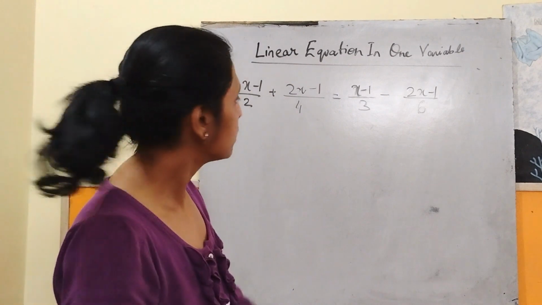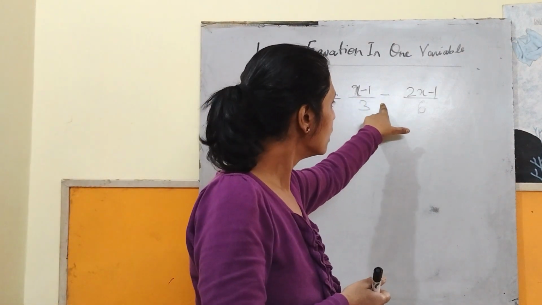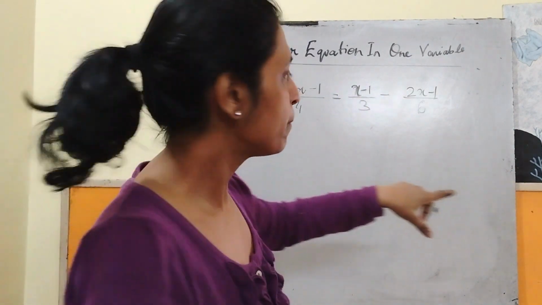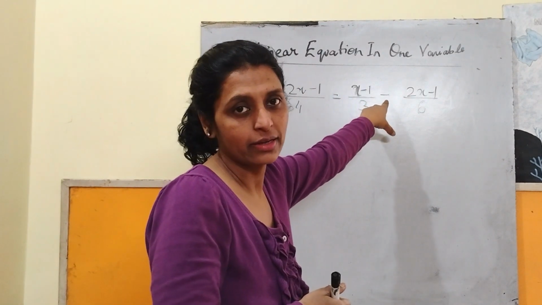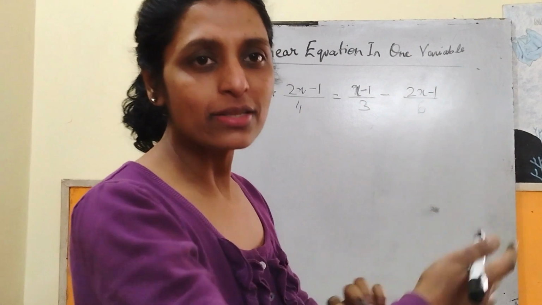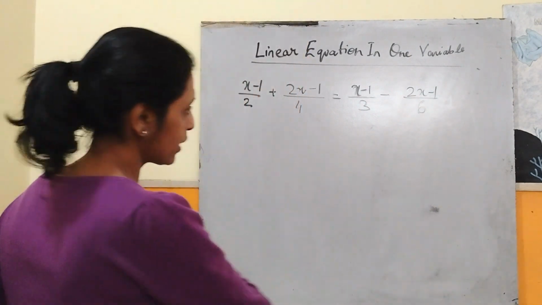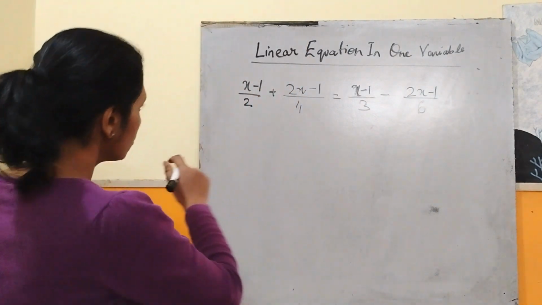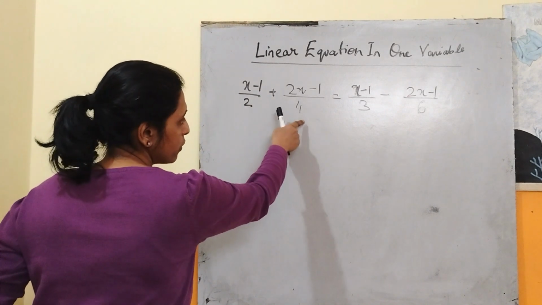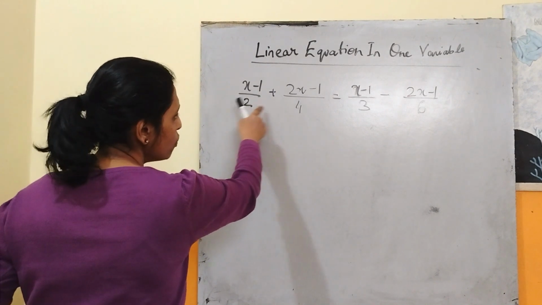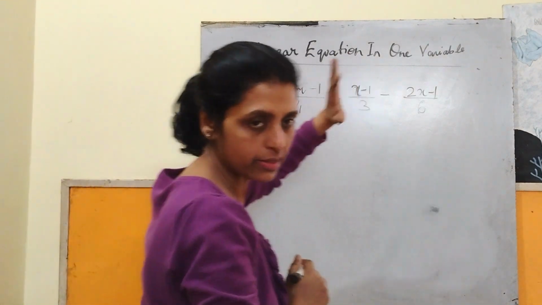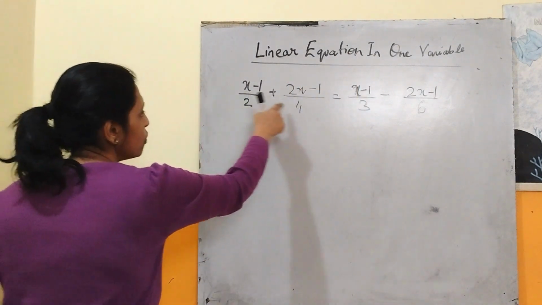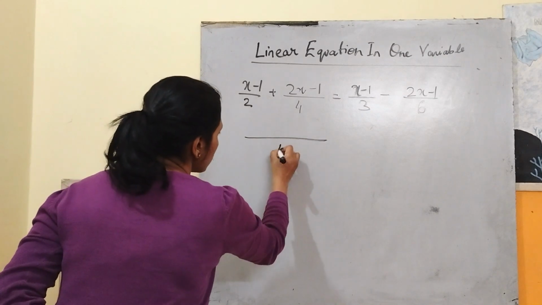There is one reason, because here it is a minus sign. So basically what the kids do, they don't consider this minus sign. So while solving this equation I am going to tell you how. First we have to take the LCM of 2 and 4. Here this is the left hand side, this is the right hand side. So for 2 and 4, the LCM will be 4.